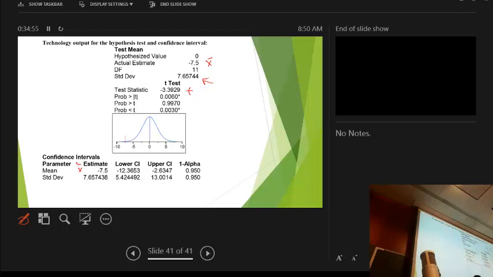And here's our range, negative 2.63 to negative 12.36. Okay, so the point of the computer output is to show you that it does align with our manual procedures, and how to interpret it if you were to see it on a recitation.